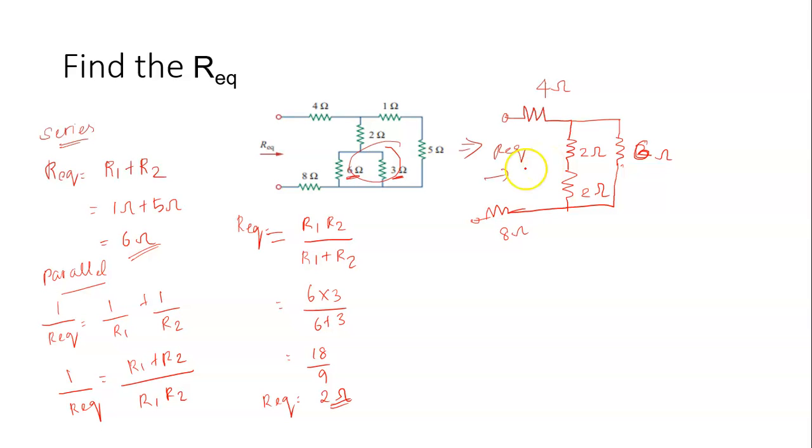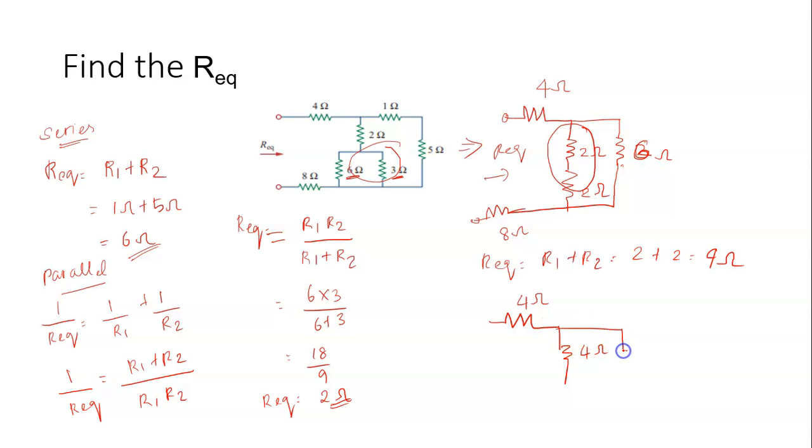Next we are going to combine these two resistors. We know R equivalent is equal to R1 plus R2, that is 2 plus 2, 4 ohm. So we again redraw this circuit. This will be 4 ohm, this will be another 4 ohm and a 6 ohm, and here 8 ohm. R equivalent is to be found in this section.